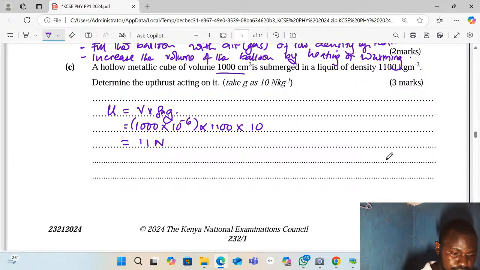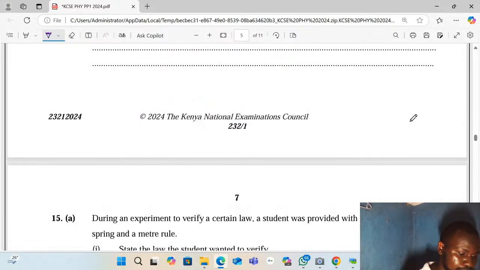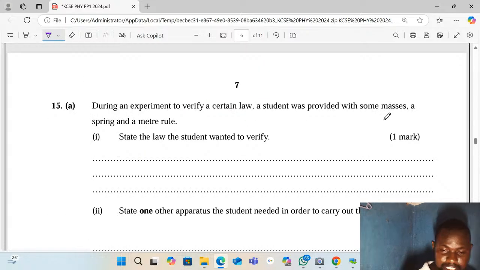We have a small disruption, but no problem. We can proceed to the next part. That is question 15.